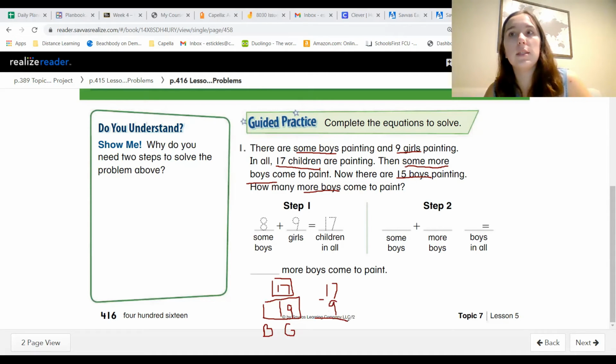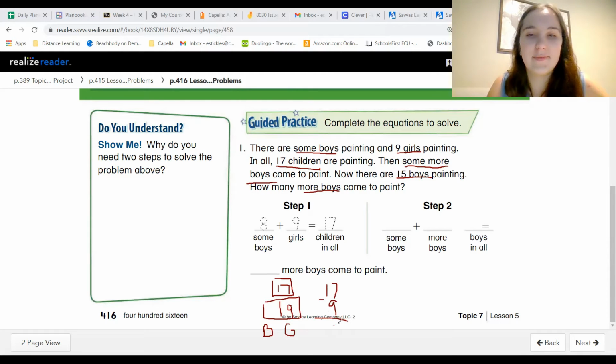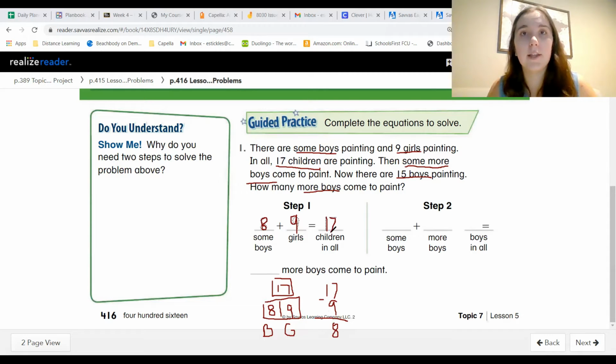Let's see, 17 minus 9 is, what is it, 8? So that means there are 8 boys and 9 girls when we first start. So I'm going to fill this in. This is my equation. 8 boys plus 9 girls equals 17 children in all. That's the first step. That's what they were when we first started the problem. Now it says then some more boys come to paint. Now there are 15 boys.